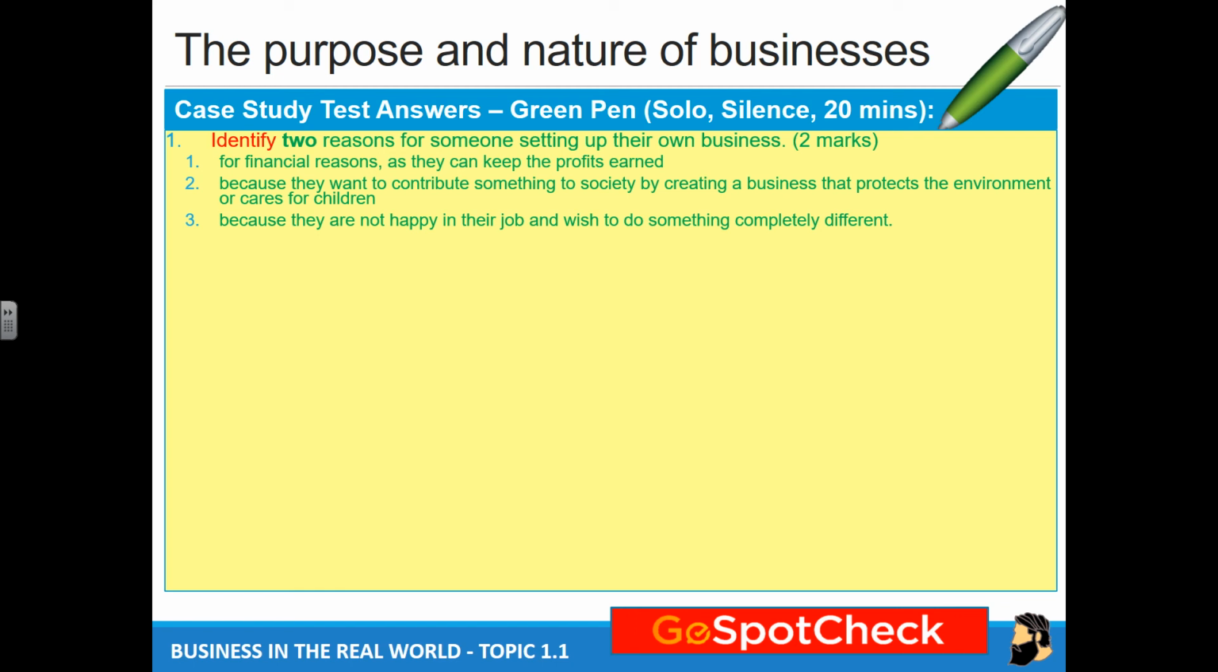The third option could be that because they are not happy in their jobs and they wish to do something completely different. Yeah, so one might want to just think, you know what, I've had enough of this job. I hate having someone breathing down my neck. I want to do something for myself. I want to have that self-satisfaction. I want to be able to wake up in the morning and say, that's my business, that's my company name, that's my logo, I did that. So it's that ability to be happy with what you created because you weren't happy with where you were. Okay, so that's question number 1. 2 marks, 2 reasons out of the 3.